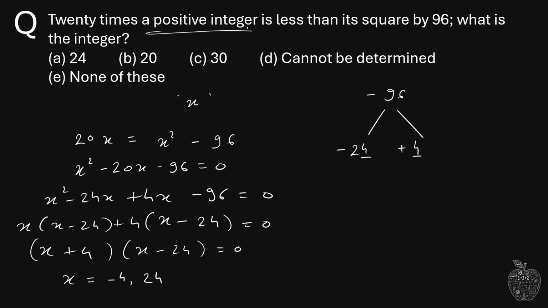Since we are talking about a positive integer, we cannot take minus 4 as our answer. So this plus 24 is our required answer. So here option A is the correct one.